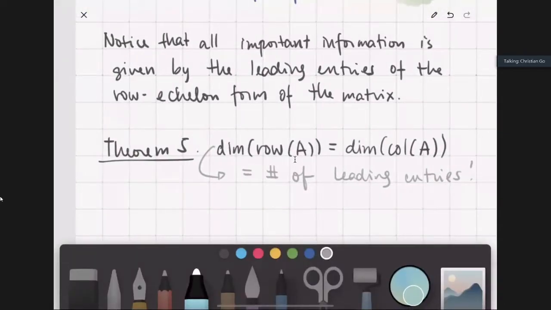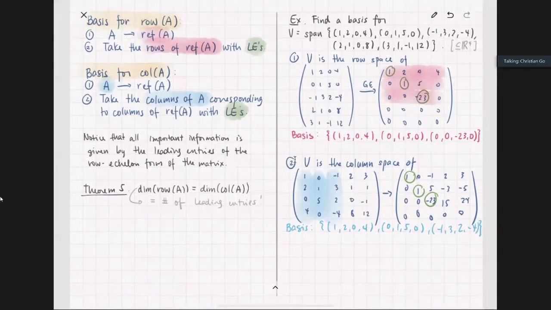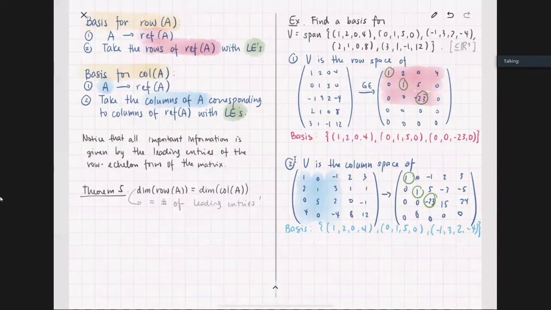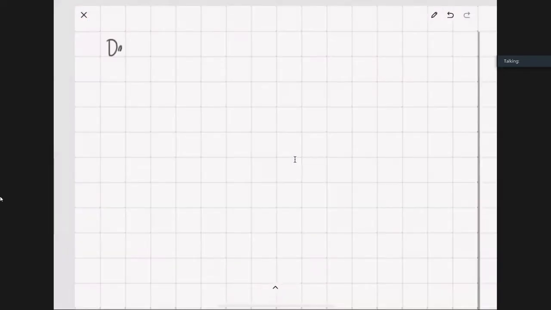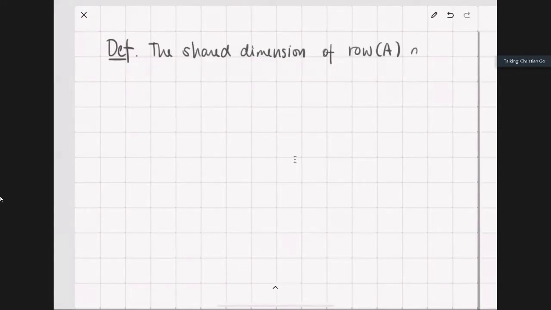So let's start this with a new page. The dimension of the row space and the column space is just the number of leading entries. Let's give that a name. The shared dimension, so the same dimension, right? So the shared dimension of row A and column A, that is to say the row space and the column space of A, is the rank of A, denoted by rank A.